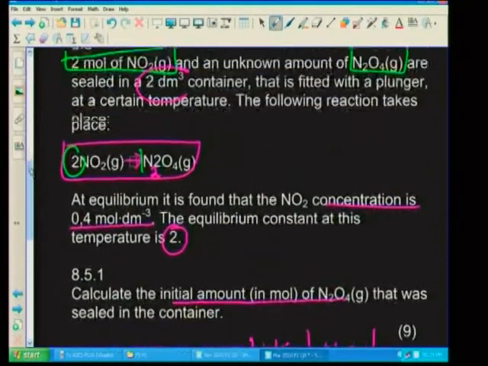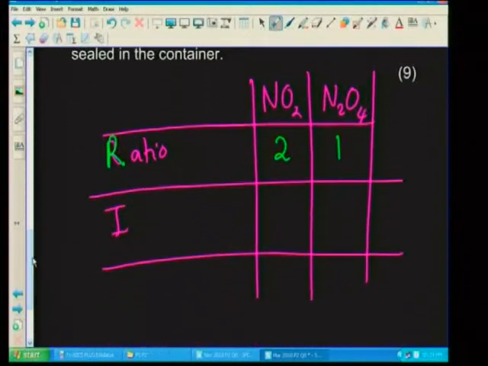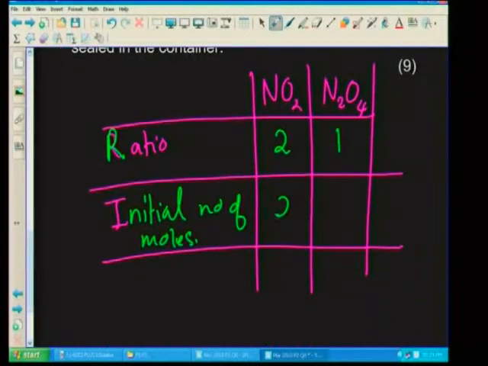And they tell us that initially we've got 2 mole of NO2 and an unknown amount of N2O4. So your initial number of moles. Okay, now the initial number of moles over here for this one was 2. Sorry, I need to just get my information. And this one is unknown. Anything unknown, we make X.